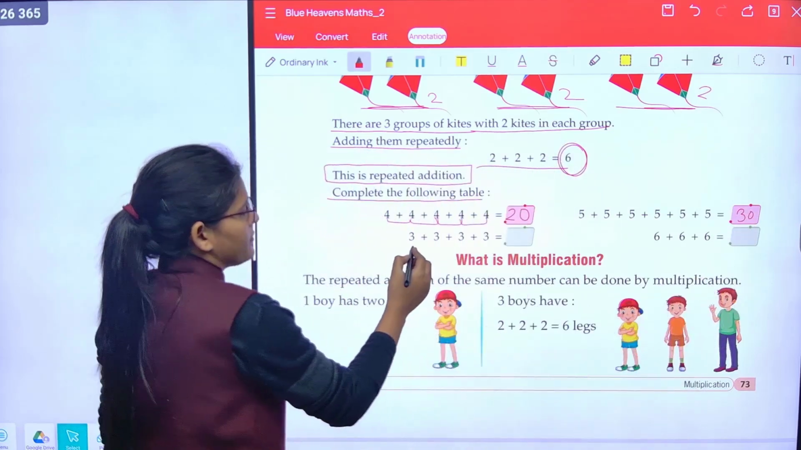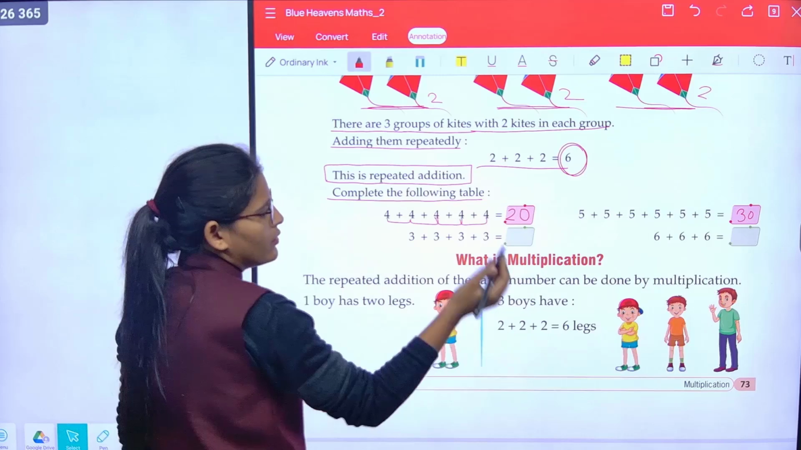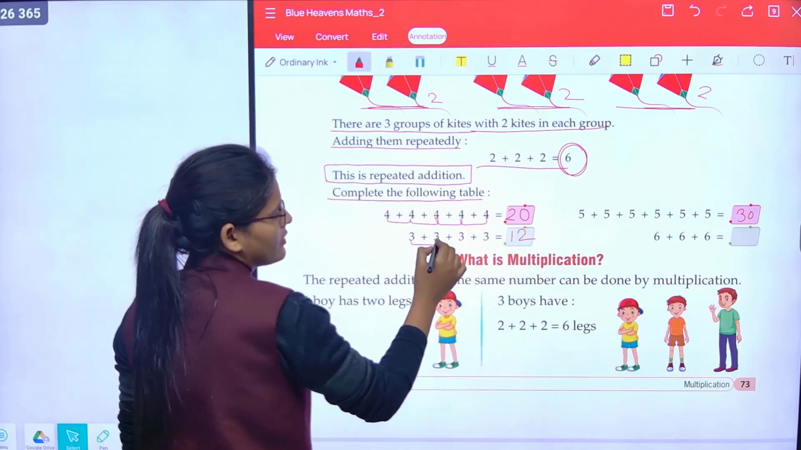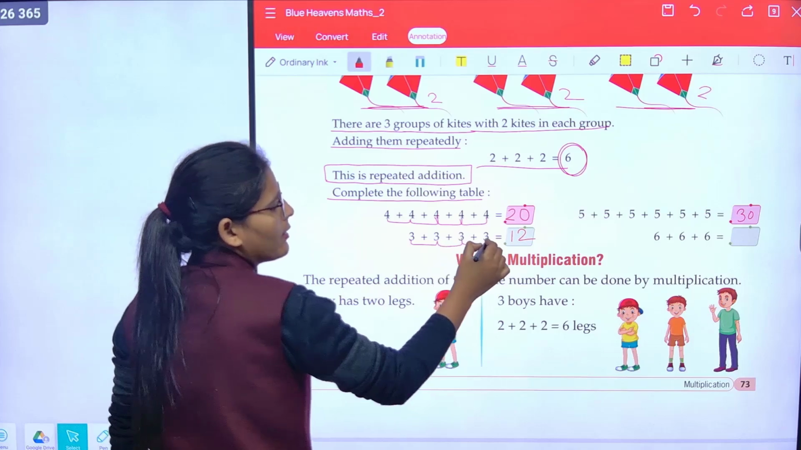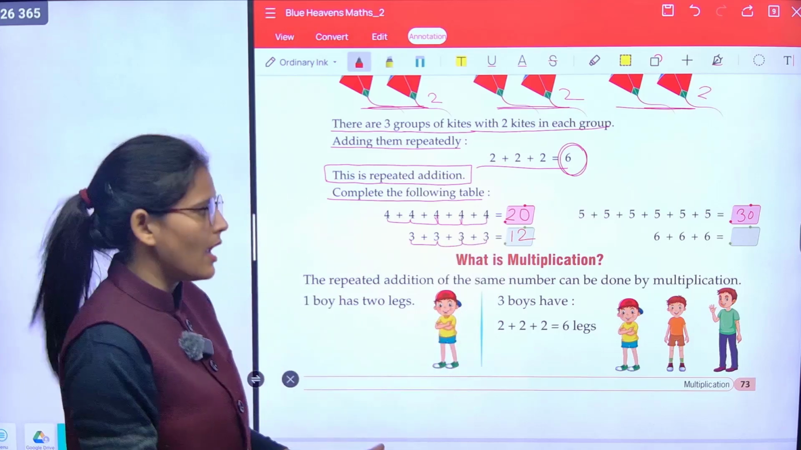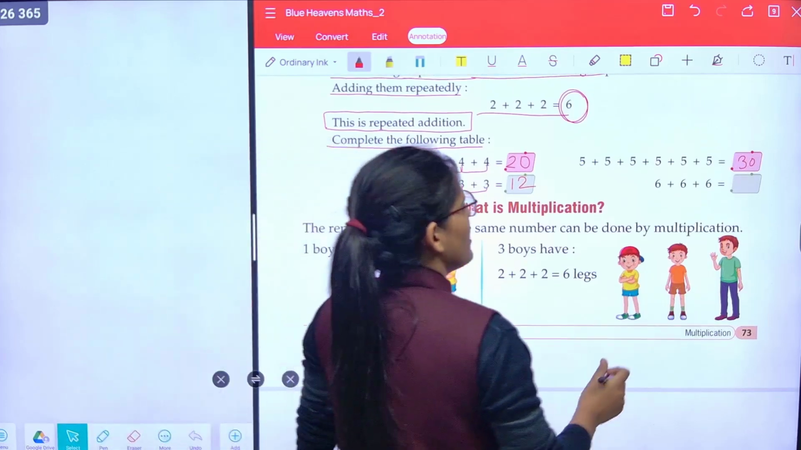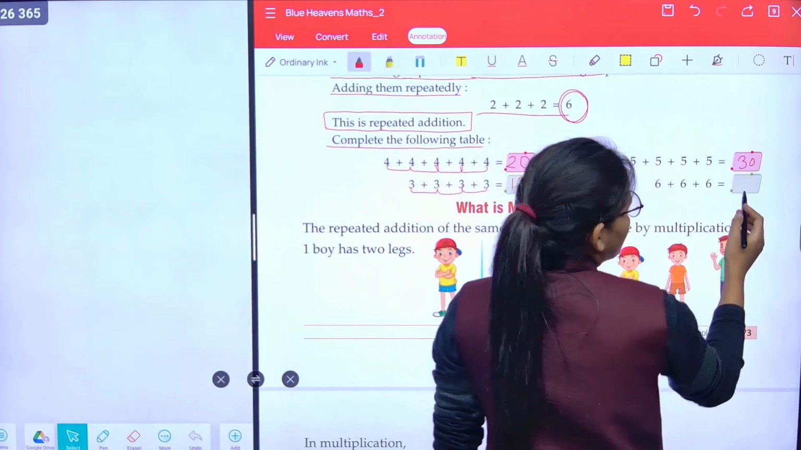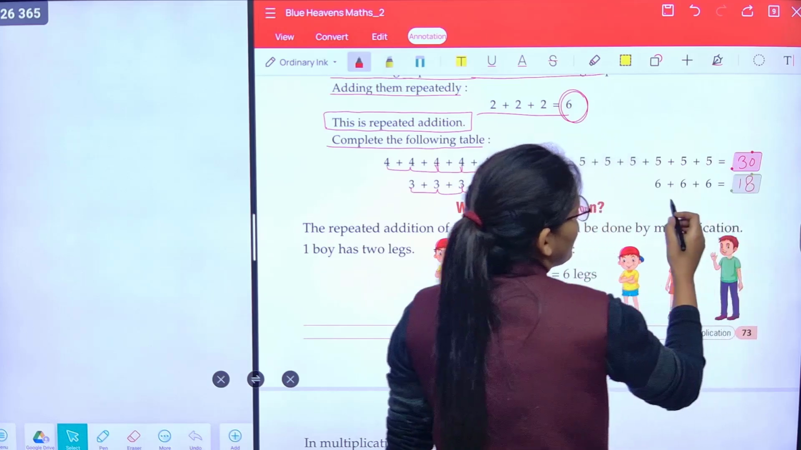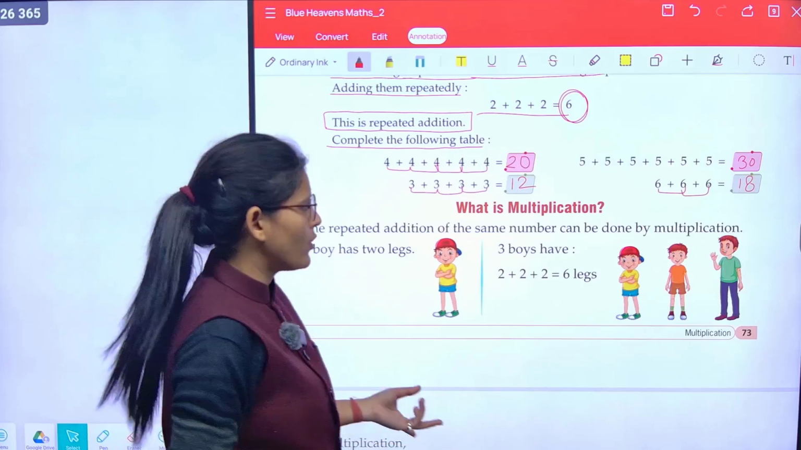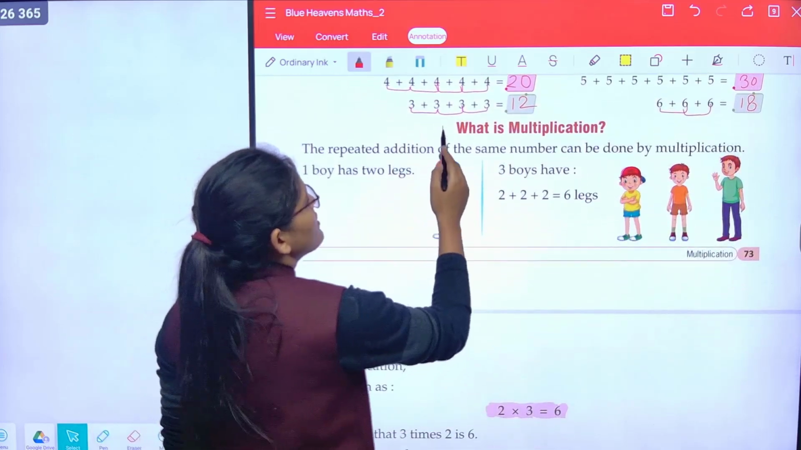Now 1 2 3 4. 3 4s are 12. And you can do it like this also: 3 plus 3 is 6, 6 plus 3 is 9, 9 plus 3 is 12. Both are the same. What will our product be? It will be the same. See, 1 2 3, 6 3s are 18. Now 6 plus 6 is 12, and 12 plus 6 is 18. The answer is the same. Okay. Now what is multiplication?